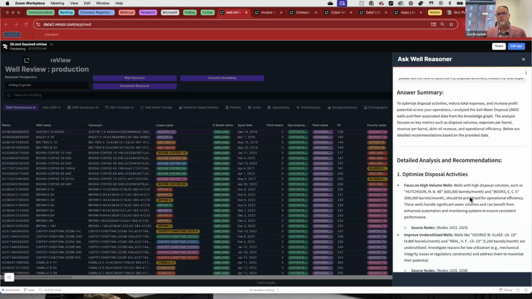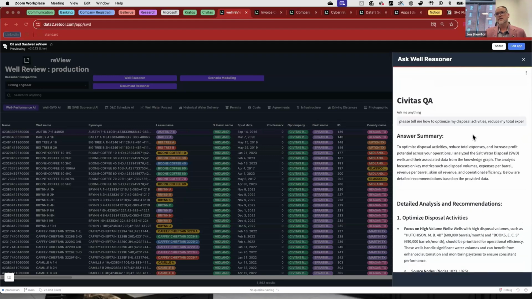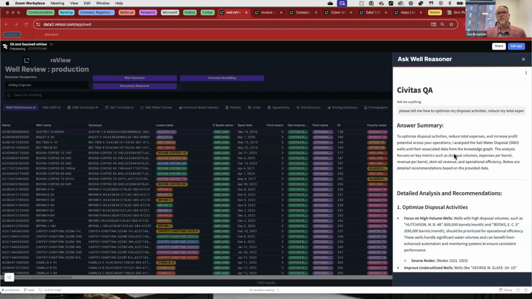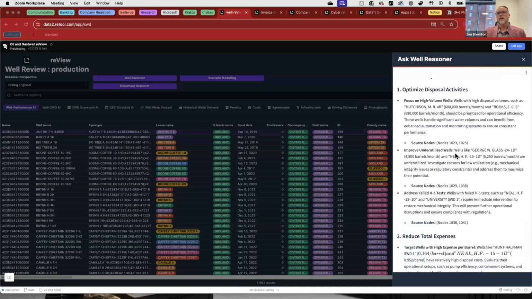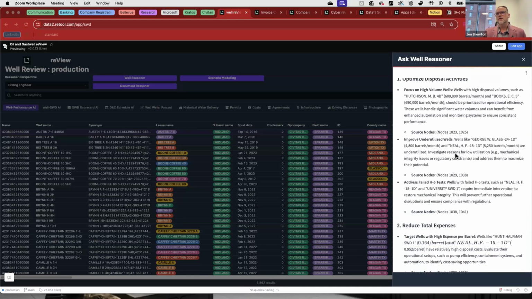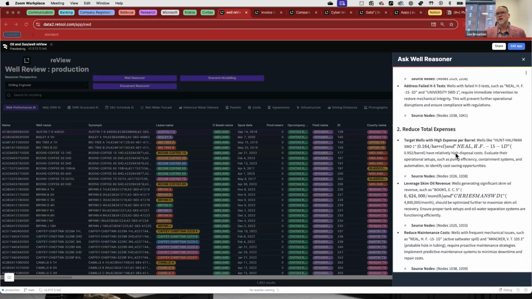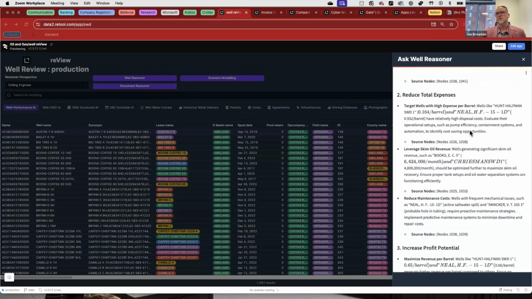Now, we integrated roughly 1,862 new assets that they had purchased, and we tried to answer this question: how can we optimize our disposal, reduce our expense, and increase our profitability? Now, at a high level, we need a lot of differentiated data to do that. But we built a strategic thought partner. And again, you'll see all of these source nodes and references, and I'll show you what that looks like in a moment.